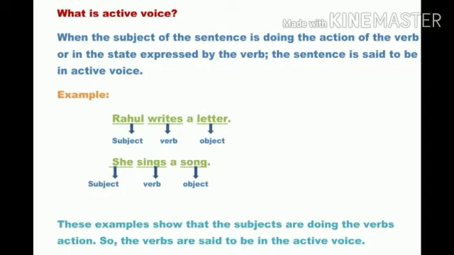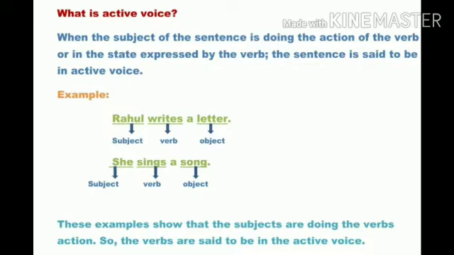Now let's understand what is active voice. A verb is in the active voice when its form shows that the person or thing denoted by the subject does something or is the doer of the action. That means in active voice, the subject is doing the action while the object is the one receiving the action.